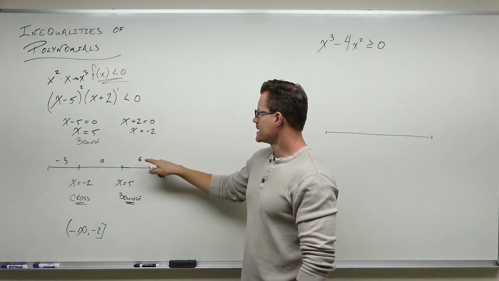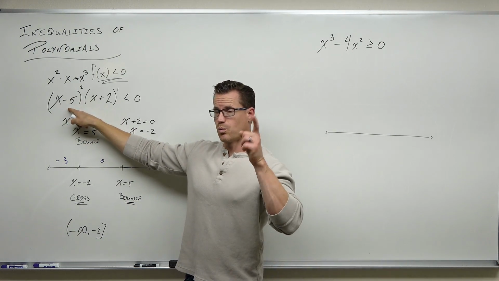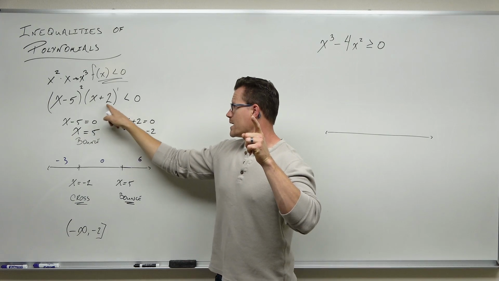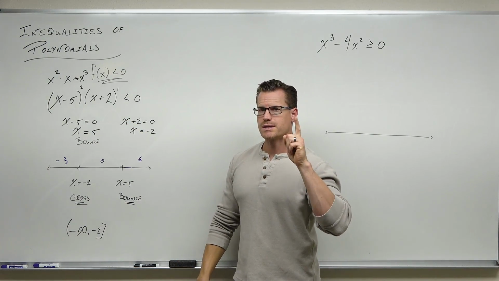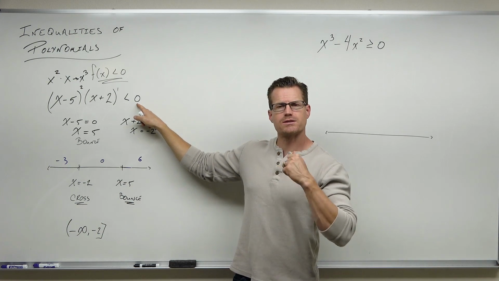And we'd evaluate that in our original inequality right here in the function. So we take a number like 6 and say, okay, if I evaluate 6, I'm going to get 6 minus 5, that's 1. 1 squared is 1 times 8. 6 plus 2 is 8. 1 times 8 is positive 8. It is not less than 0. Well, that's a false statement.